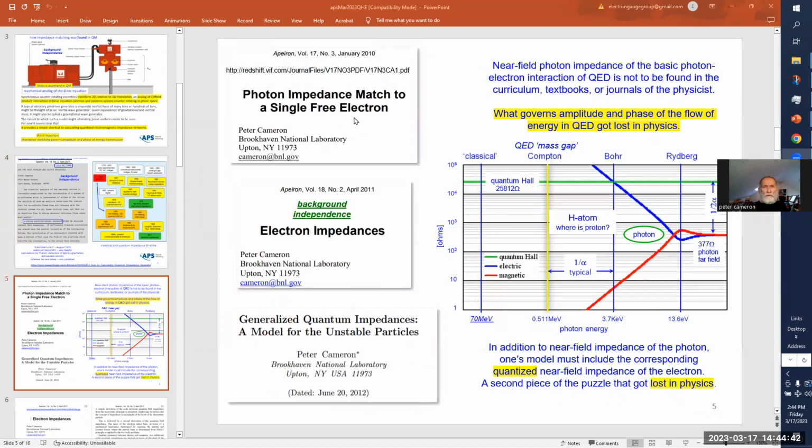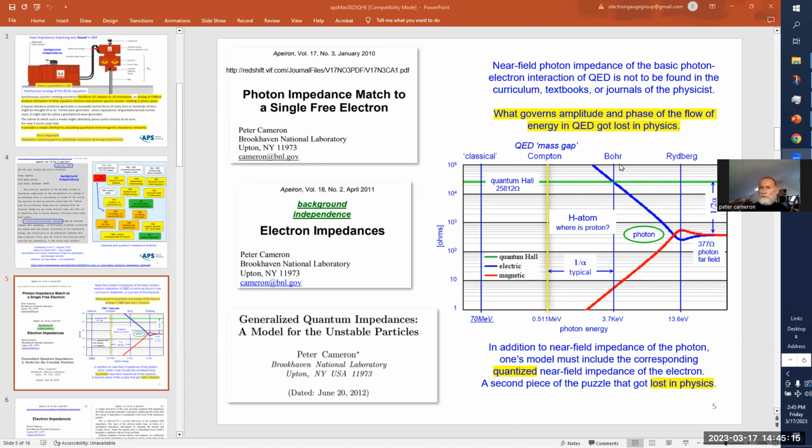The first step was the photon impedance match to a single free electron. So here you see a photon coming in from the right. The horizontal scale here is photon energy. So at 0.511 MeV, the photon wavelength is the Compton wavelength of the electron. And this is the mass gap in quantum electrodynamics. It's the lightest charged particle to couple to the photon, the Rosetta Stone, I guess you'd call it, of quantum electrodynamics, is that interaction.